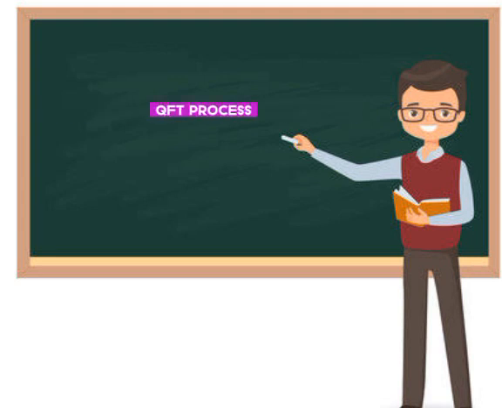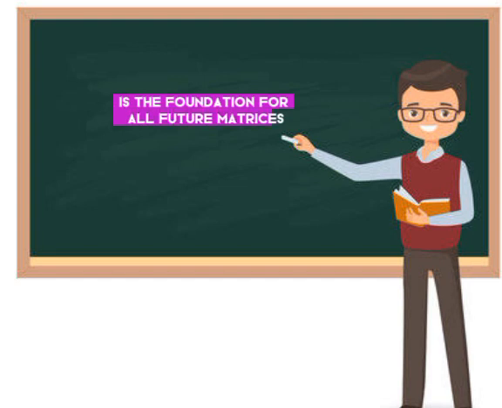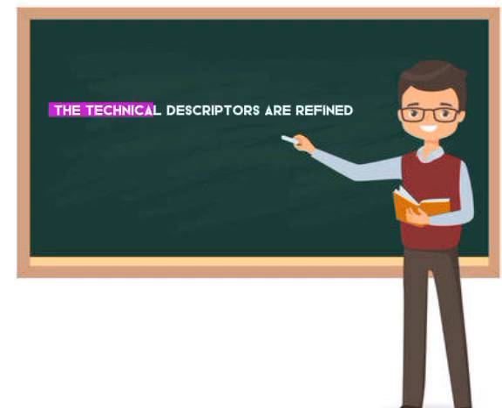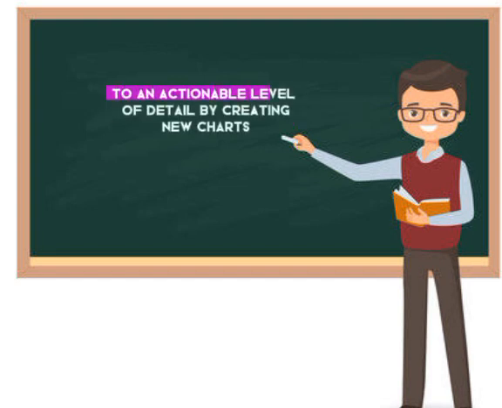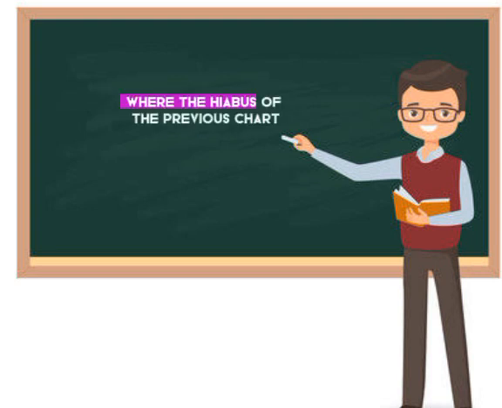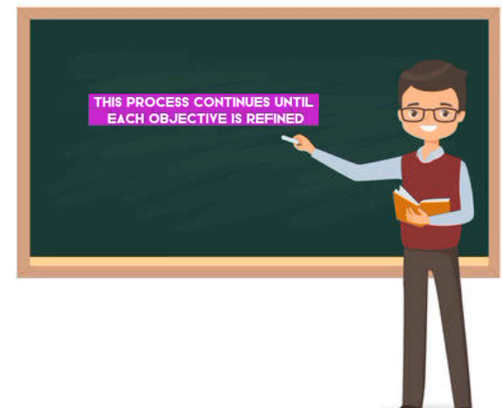QFD process. In the QFD process, the House of Quality is the foundation for all future matrices. The technical descriptors are refined to an actionable level of detail by creating new charts, where the hows of the previous chart become the whats of the new chart. This process continues until each objective is refined.